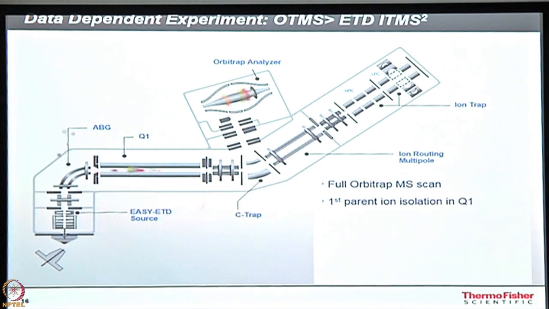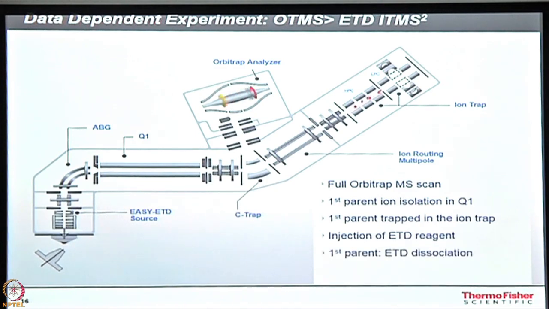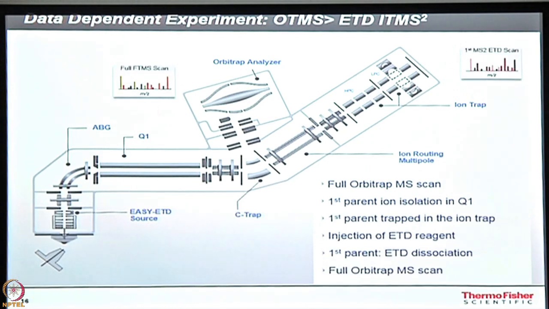Now the first ion has been isolated in the quadrupole and stops here, then it will be injected to the ion trap. Now I told you in ETD you require a reagent which gives you the anion. So that reagent will come from here. It will inject a reagent called fluoranthene, which is carcinogenic. It will give you some anions and make the molecules get fragmented. So once the fragmentation has happened, it will give you the MS2 data as well as MSMS data.